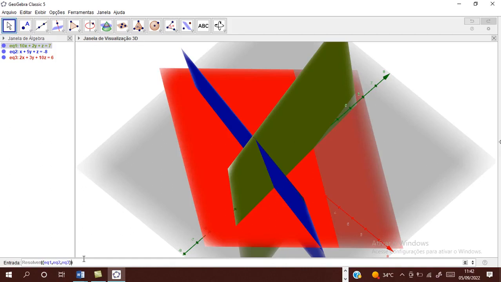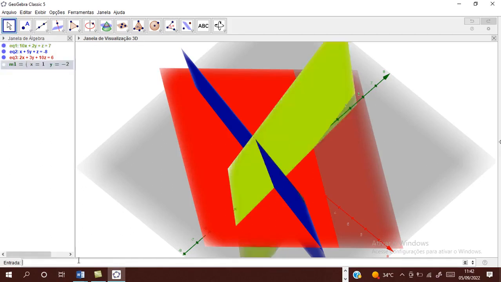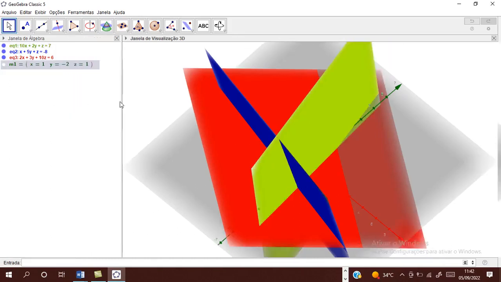When I hit enter, the system solution appears. Look, the system solution appeared here. So x is going to be 1, y is -2, and z is 1. That's exactly how you find the solution of a 3x3 system using GeoGebra.